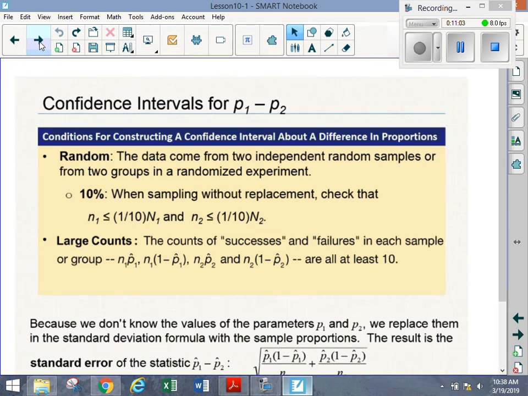It's just that you have to check both proportions. So for your 10% condition, you have to check against the sample size that you got your one proportion from, and then you're also going to have to check it against the sample size that you got your other proportion from, as well as checking for normality, or your large counts.